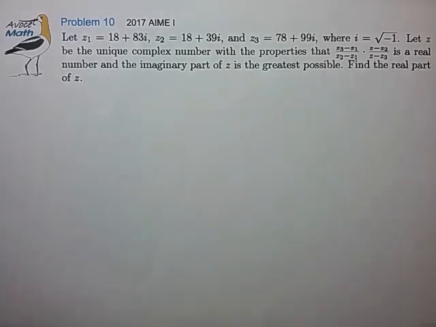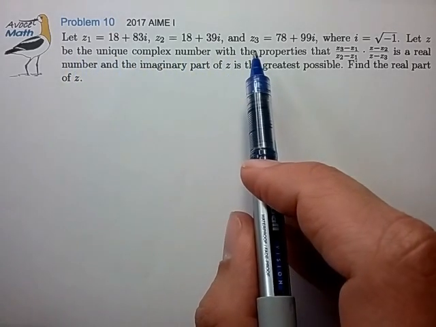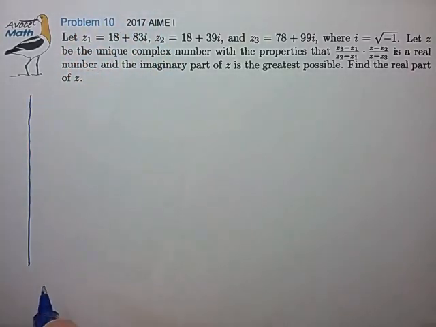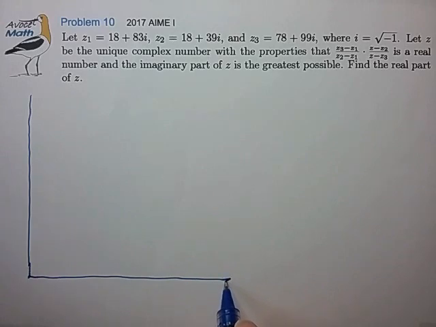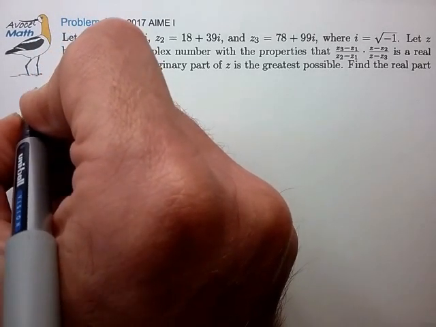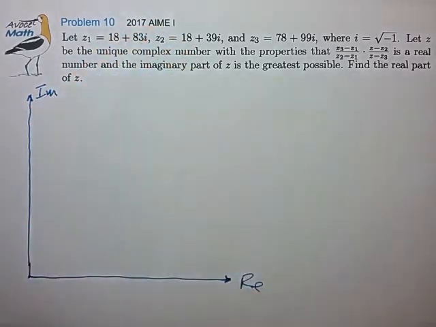Oh boy, this looks complicated. Let me try to draw out these points on a graph to see if I understand where they're located. Hopefully I can do that without making too big of a mess. So I have my real and imaginary axes. Let me try to draw this out carefully.